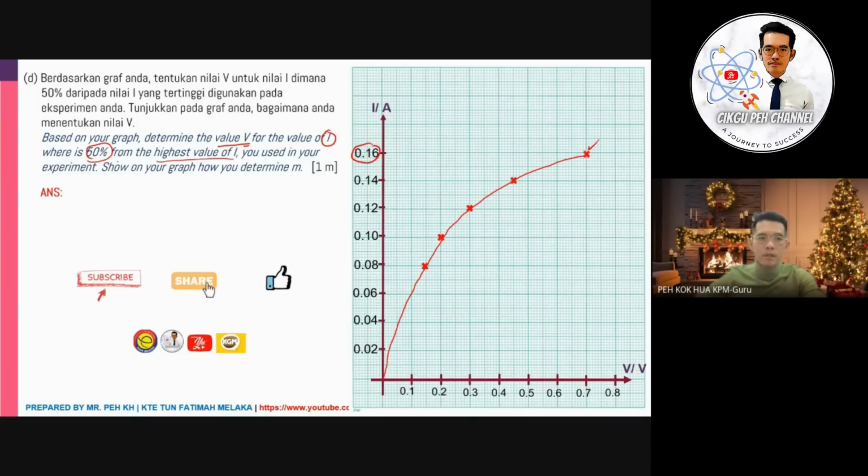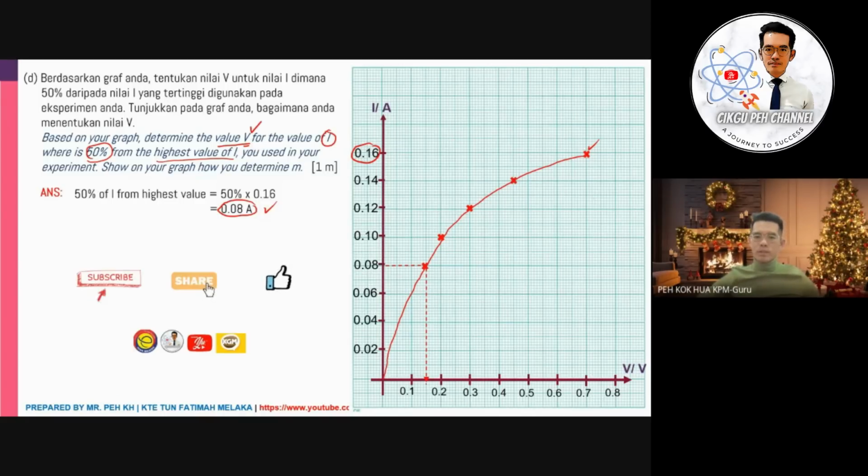So 50% of the highest value will be 0.16 times 50%, which is 0.08 ampere. The question is asking what is the value of V for 0.08 ampere. Show on your graph how you get the data. So 0.08 will be here, then go down like this. You need to show on the graph how you get the potential difference for the reading I which is 50% of your highest value, so here it is 0.08.